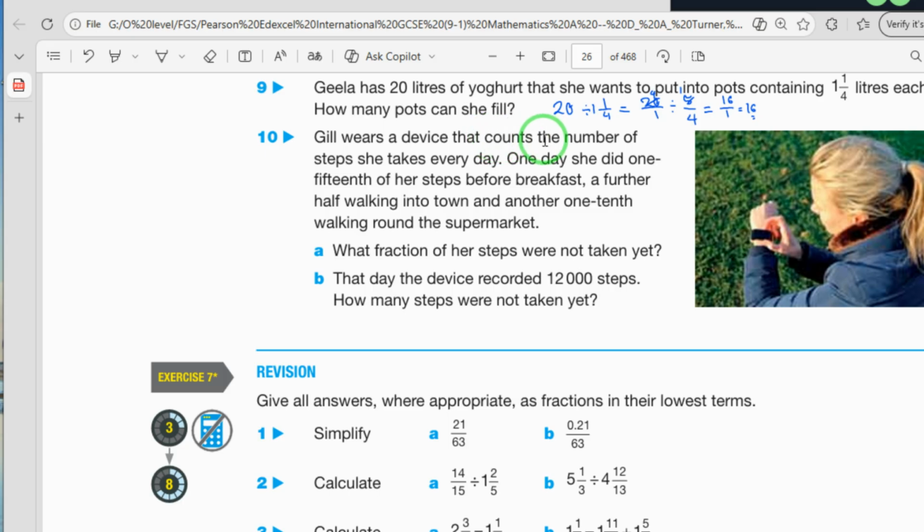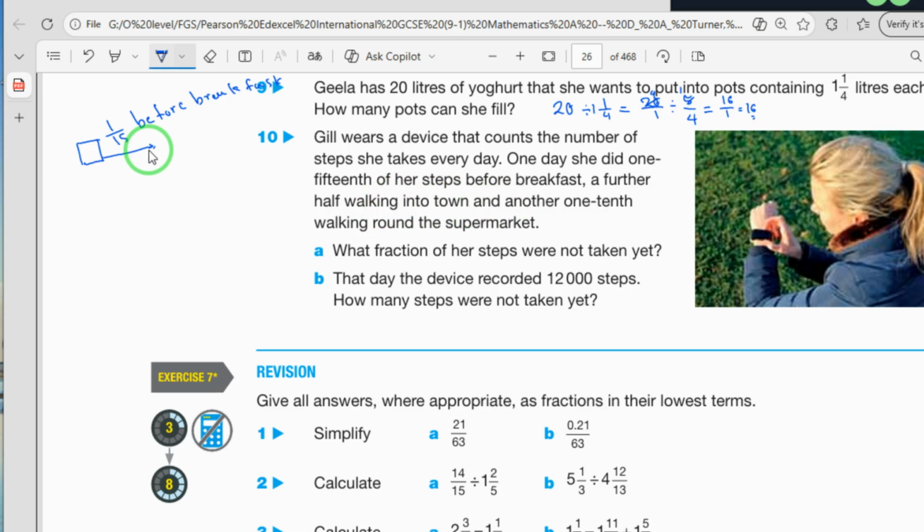A girl wears a device that counts the number of steps she takes every day. One day she did 1/15, for example. This is the house of the girl. She starts, 1/15 before breakfast. This one has been done before breakfast, and after that, before breakfast, a further part of walking into the town.